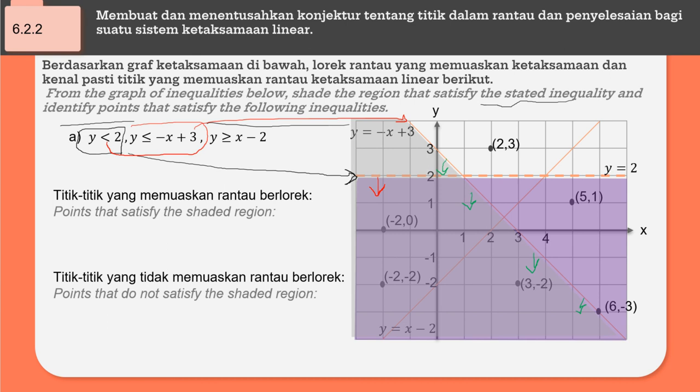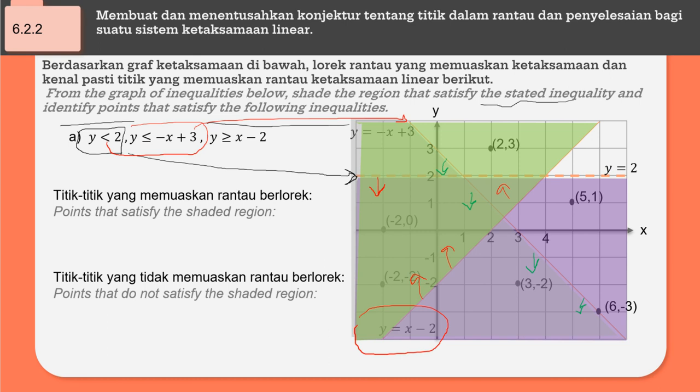So here we have the third one. So this is the line. Greater or equals to, that means we are looking for the region above the solid line. Alright, so this is the shaded region.